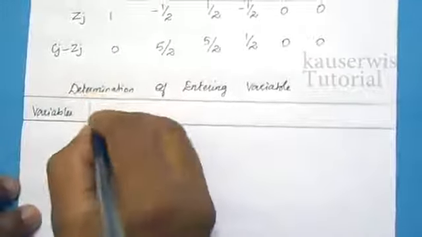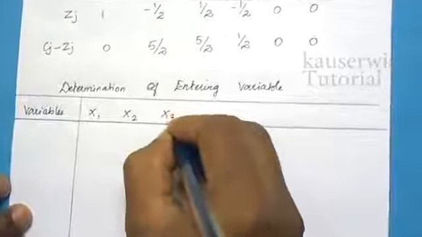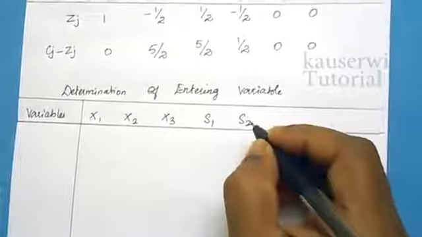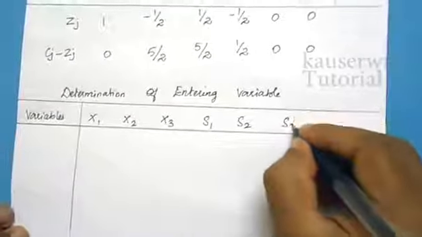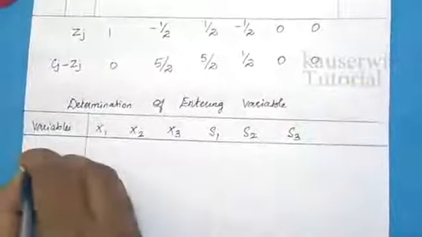Variables x1, x2, x3, s1, s2 and s3. Okay, first take the Cj minus Zj value and change the sign.